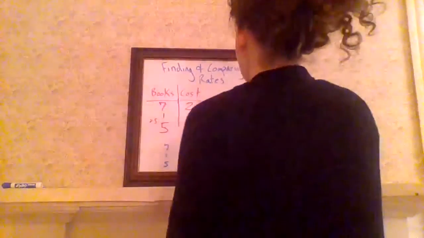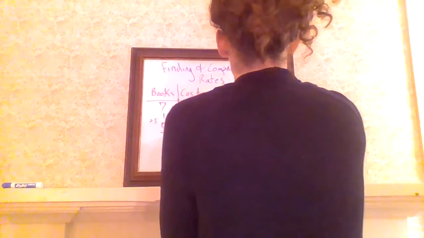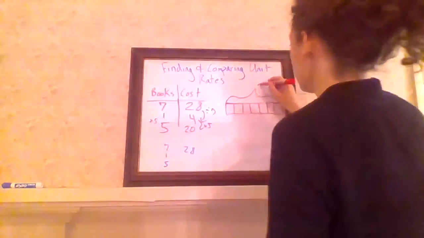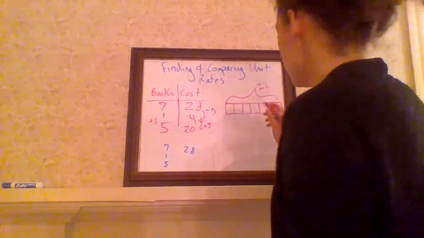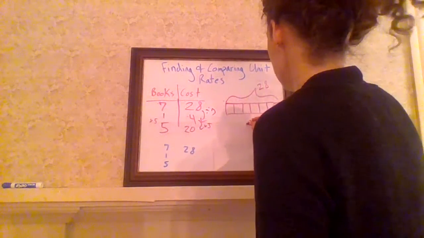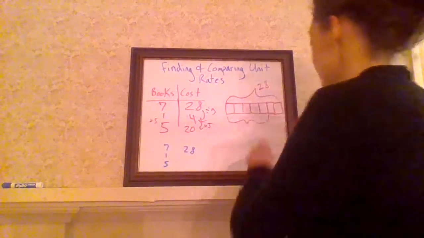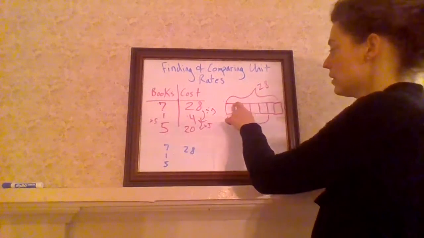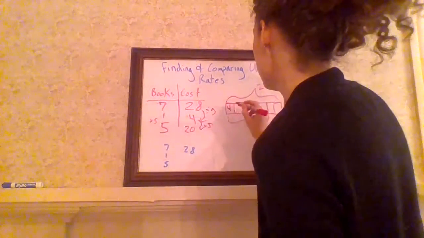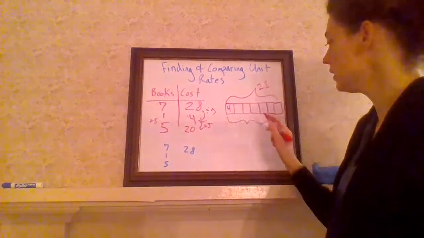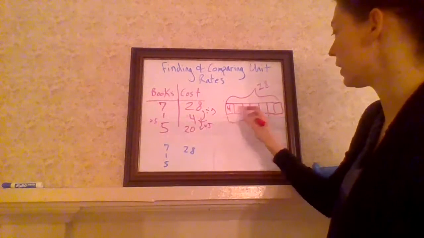Let me just show you this in a similar diagram here. So 1, 2, 3, 4, 5, 6, 7. So we have 7 books cost $28, and we want to know how much 5 of them cost. Okay, so we first find out how much 1 costs. So 28 divided into 7 parts will give us 4 in each one. 4, 8, 12, 16, 20, 24, 28. And then we want 5 of them, so multiply that by 5.